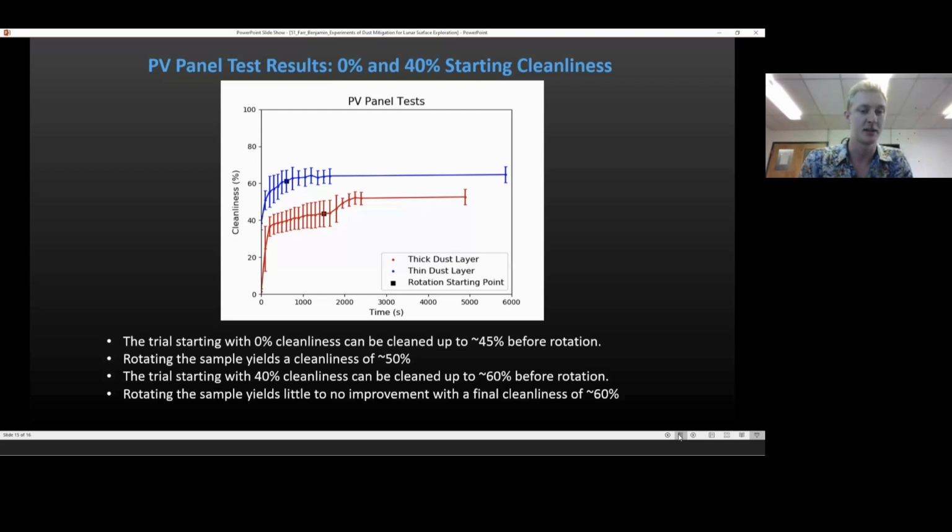And then for the thin dust layer, we saw almost no increase in cleanliness with the rotation. So basically, we just found out that the solar panel was very, very sticky for the dust, and we are still working on why that is necessarily. But that's the results from the first test. Not too much increase with rotation for the solar panel. Next slide, please.